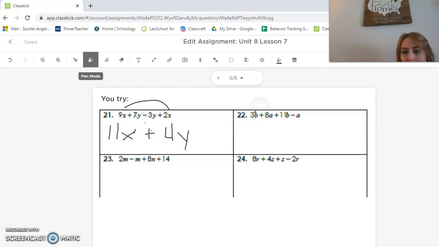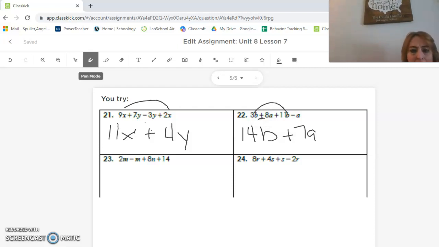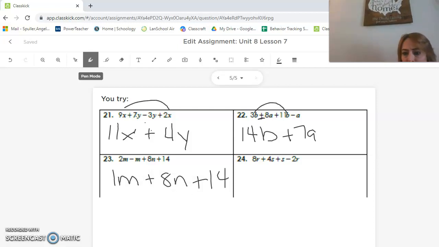Okay, so here we go. We can combine 3b plus 11b gets me 14b. And I can say 8a minus 1a is 7a. And then I got to put that plus that I didn't use right here back in. Okay, 2m minus 1m equals m, or 1m, plus 8n, I can't combine that, plus 14. Let's simplify. Okay, let's combine our r's in this last problem. 8r minus 2r is 6r plus 4s plus 1s is 5s.